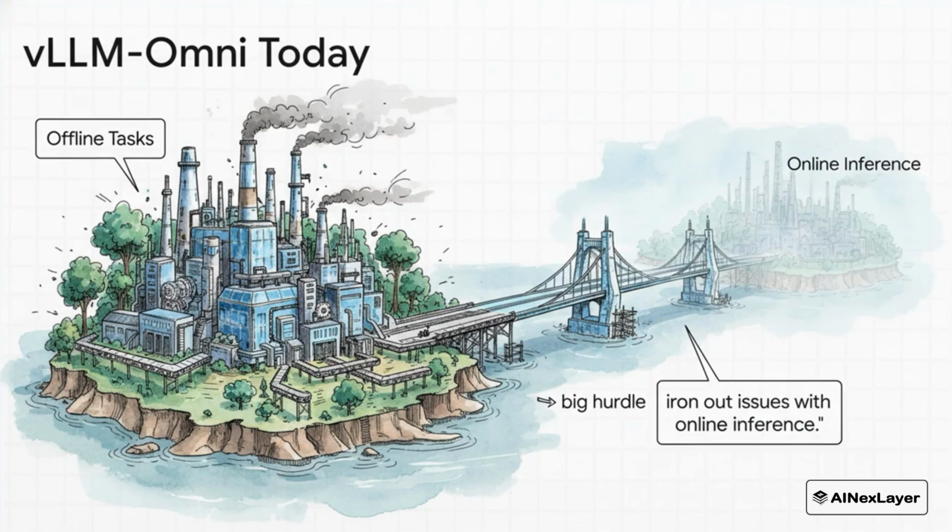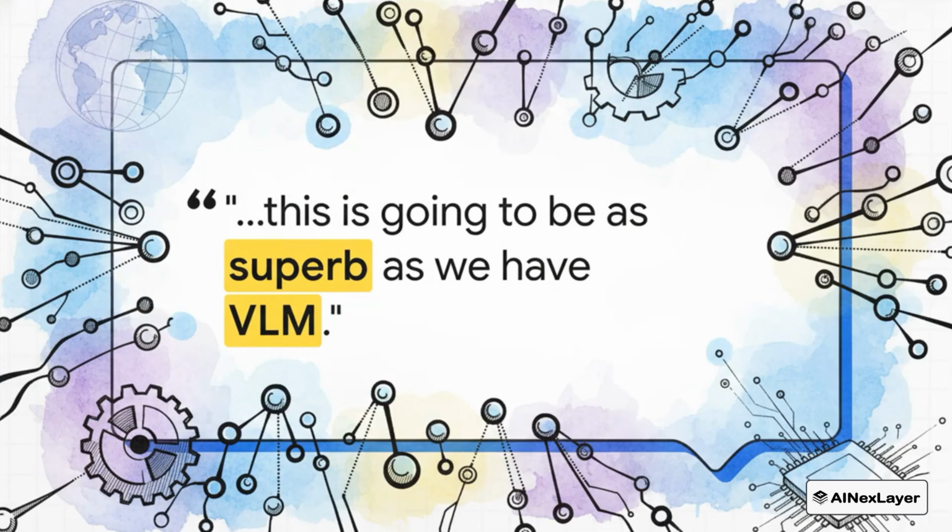Okay, so here's the rundown of where we are today. vLLM-Omni is an absolute beast for offline batch processing tasks, all thanks to that diffusion acceleration magic. The next big hurdle, the next item on the to-do list, is ironing out the kinks with online inference to get it ready for live apps. But the excitement for its future is really high. The team at Marlin AI put it perfectly. They said once those online issues are solved, this framework is going to be as superb as we have VLMs. And that's a really powerful vote of confidence in its potential.